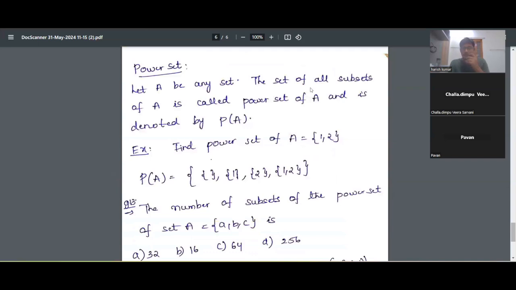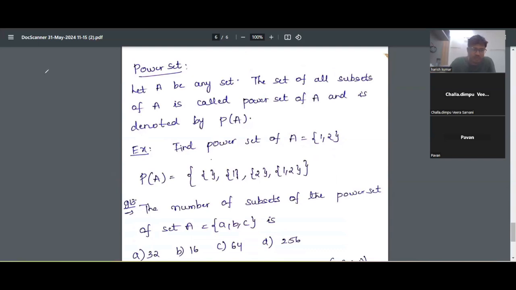Now we are learning something called a power set. What is a power set? It's simple. Let's say there is a set A. We form all the subsets of that set A, and then we form a set containing all those subsets. That is called the power set. Understood?